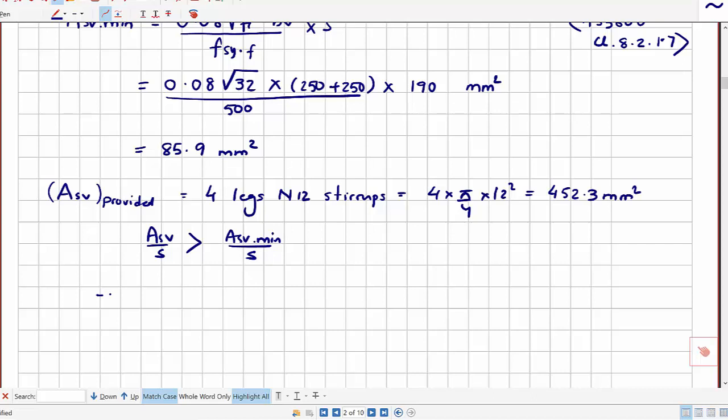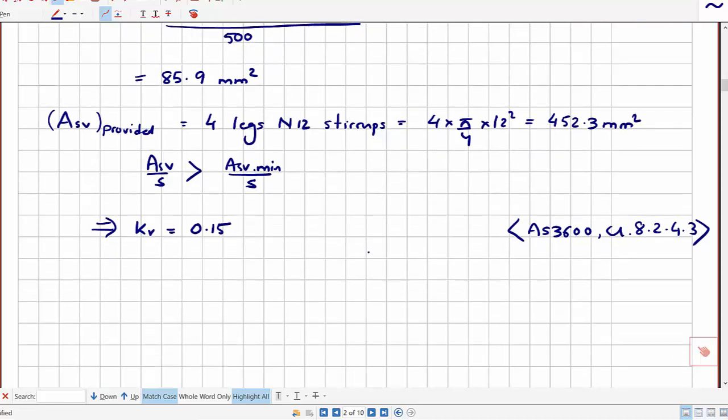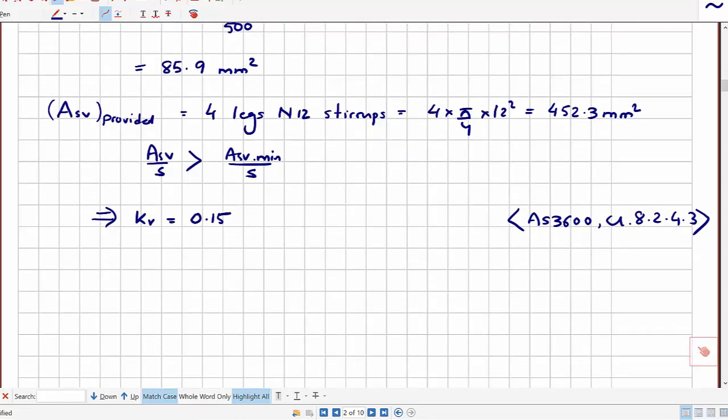Therefore, this implies that Kv is 0.15. Now that's coming from AS3600 clause 8.2.4.3. So again, using the simplified method where Asv divided by s is greater than Asv.min divided by s, we can take Kv as 0.15.